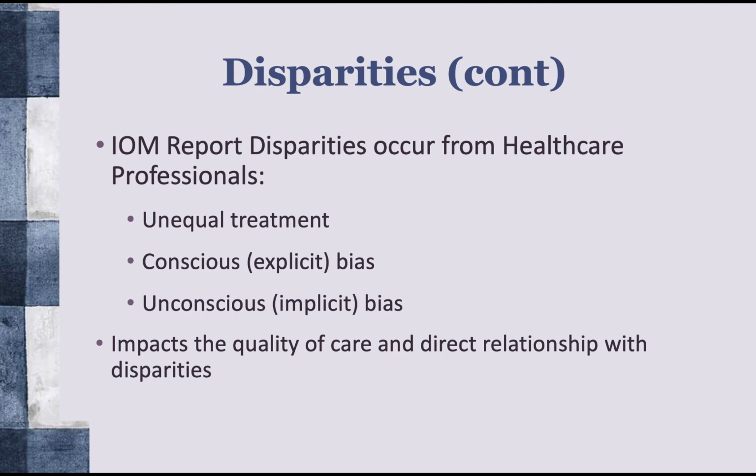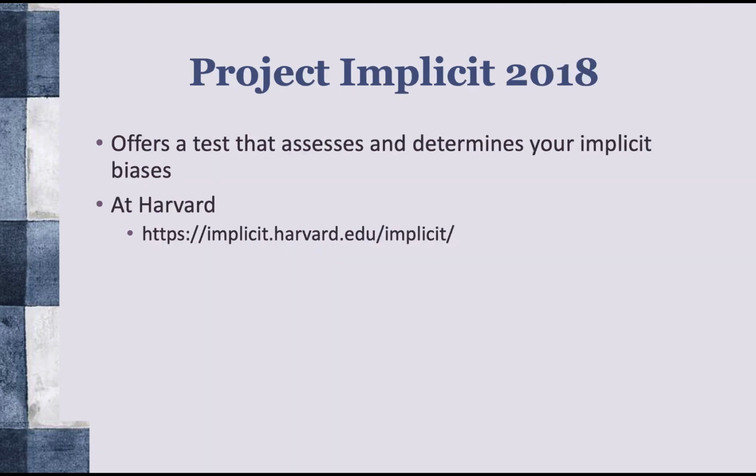Across the U.S., only 15.8% of all nursing faculty are from groups underrepresented in the nursing profession. Project Implicit 2018 offers a test that assesses and determines your implicit biases. Harvard has spearheaded the project. They included on their website a free test that anyone can take so that you can understand your implicit biases. There's a link here in the PowerPoint, but there's also one under Lesson 4 in the course that you can go on to take your test.